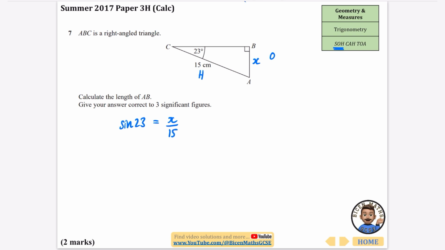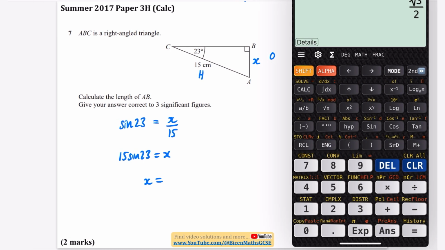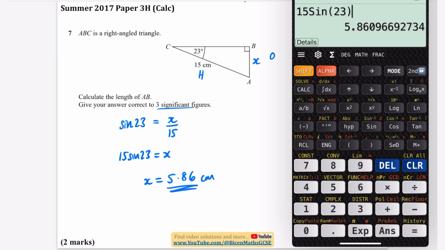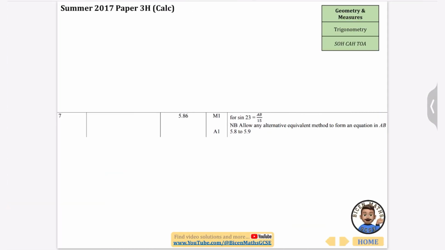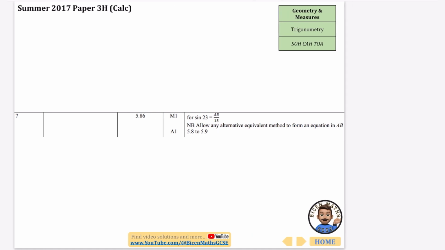So what I'm going to do now to find out what x is, I just multiply up by 15 so that I get 15 sine 23 is equal to x. And I'm just going to type that on my calculator and see what it comes up with. So I'm going to say 15 sine 23, and to three significant figures, that is going to be 5.86 centimetres. Let's double check we've got this one right by having a look at the mark scheme. Yep, there is the 5.86.